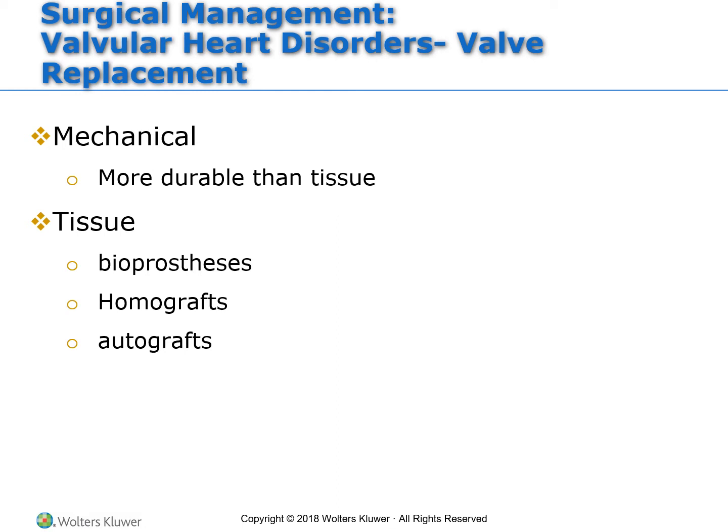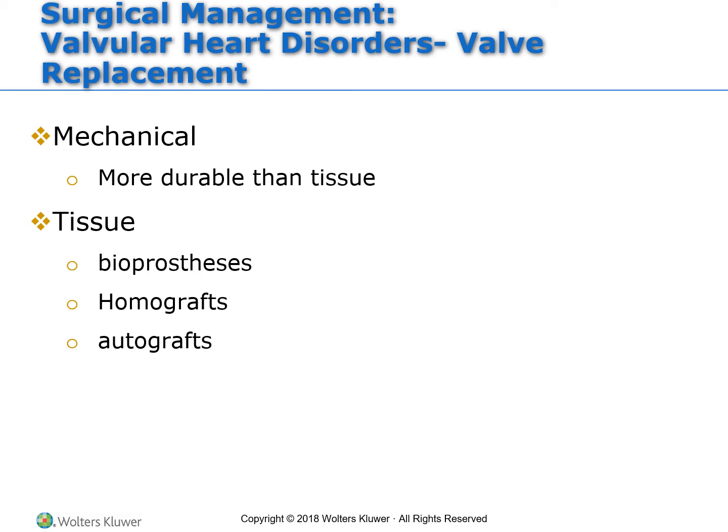Homografts are human valves that are obtained from cadaver tissue. These are very expensive. They also require donation as part of the organ donation that you guys either do or do not agree to whenever you get your driver's license.